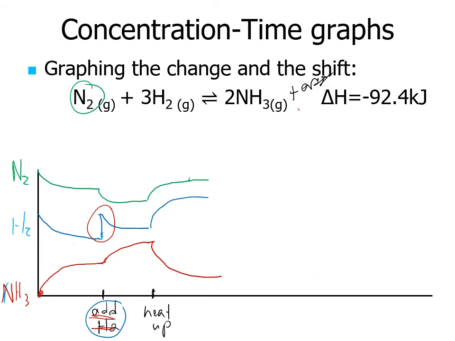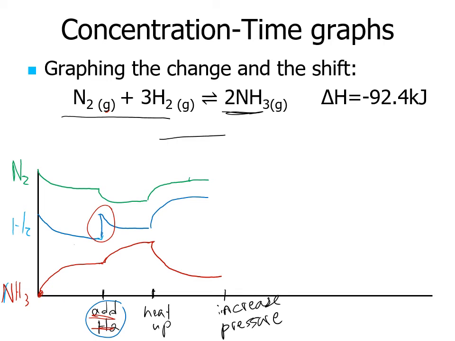Or let's try this one. If we have the pressure increase, so let's say at this point in time we decide to increase the pressure, since we have 2 particles on the right-hand side and we have a total of 4 particles on the left-hand side, if the system's at equilibrium and we increase the pressure, the system is going to shift to the side that has fewer particles.